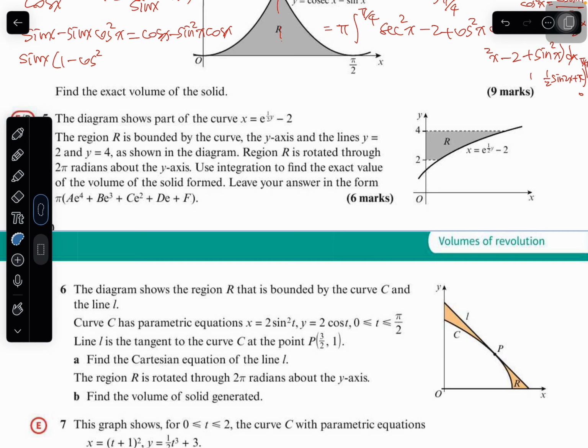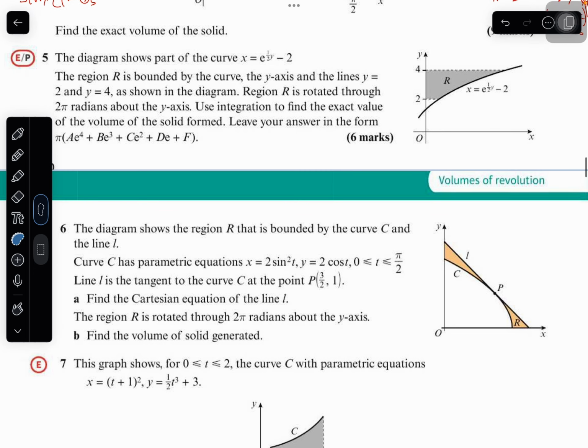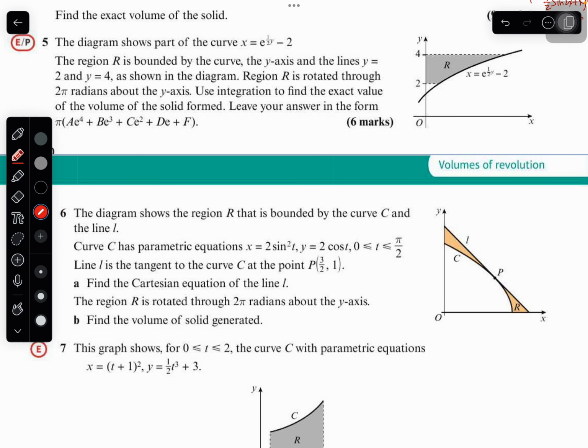So now let's go to the revolution about the y-axis. Let's rotate it here, like this. When we rotate it here, the radius is x. So the integral from 2 to 4 of pi x squared, because the radius is x, where x is e to the power of 1 over 2 y minus 2, squared, dy. So now you can do that.